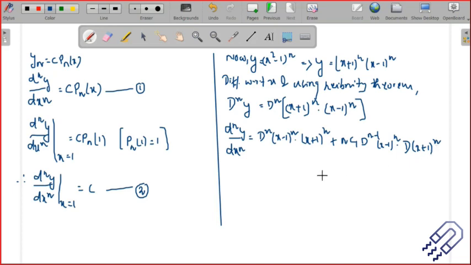Okay, and so on. So I will just write down one more term here. This will be nC2, this d is reduced by 1 more, d^(n-2) of (x - 1)^n, this is increased by 1, this is d^2 of (x + 1)^n, and then plus, and so on, the final term, (x - 1)^n into d^n of (x + 1)^n. Okay, so this is there.